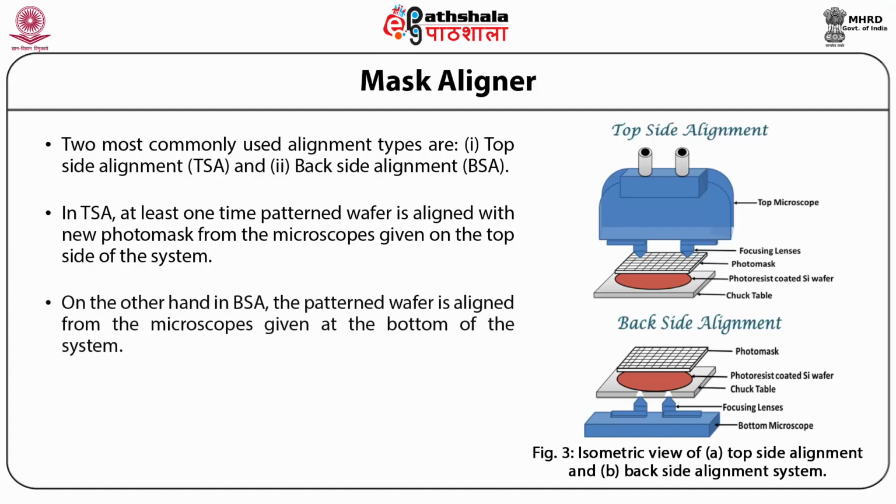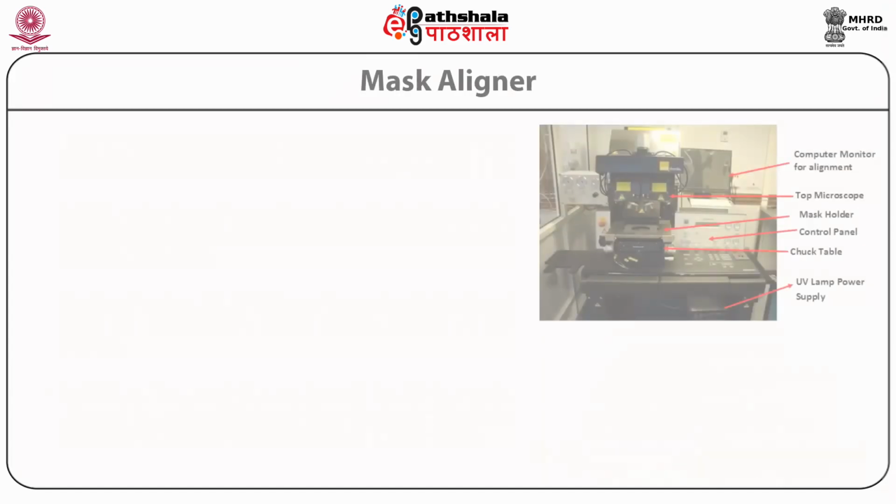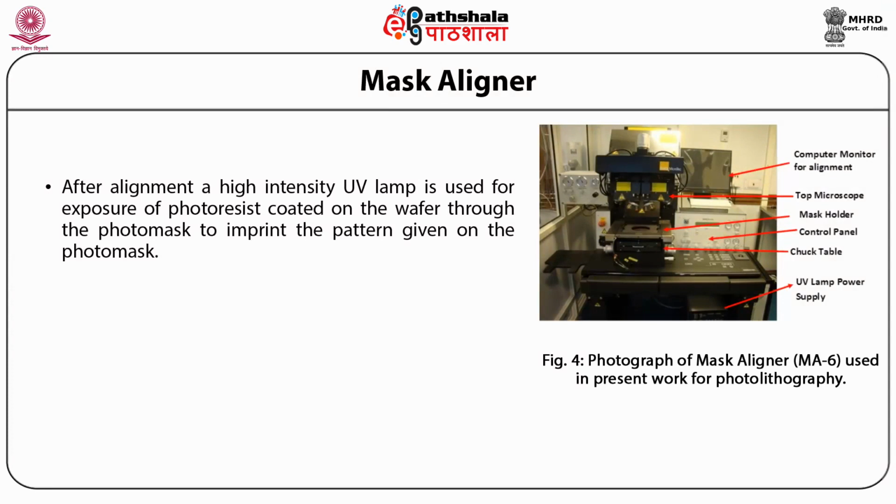On the other hand, in BSA, the patterned wafer is aligned from the microscopes given at the bottom of the system. In BSA, an image of the photomask is captured first and then the backside of the patterned wafer is aligned with the grabbed image. After alignment, a high intensity ultraviolet lamp is used for exposure of photoresist coated on the wafer through a photomask to imprint the pattern given on the photomask.